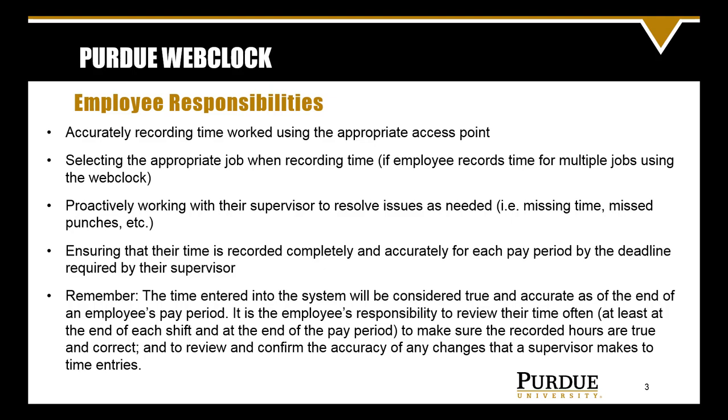Remember, the time entered into the system will be considered true and accurate as of the end of an employee's pay period. It is the employee's responsibility to review their time often, at least at the end of each shift and at the end of each pay period, to make sure the recorded hours are true and correct, and to review and confirm the accuracy of any changes that a supervisor makes to time entries.